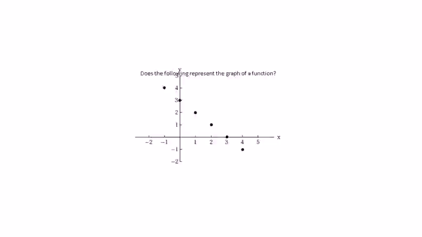We are trying to determine if this graph represents the graph of a function. A function is a rule of assignment that assigns to each x exactly one y. A quick way to decide if a graph represents a function is using the vertical line test.